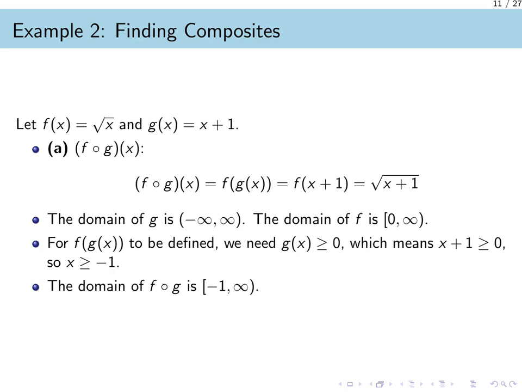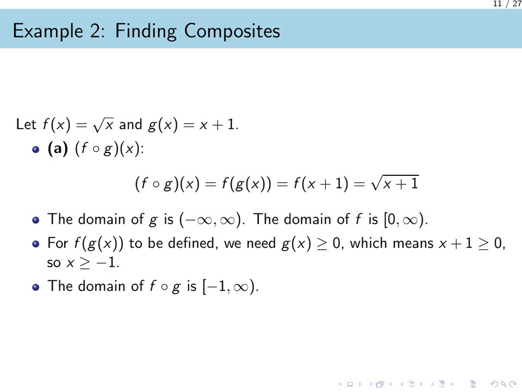Let us apply our rules for composition to a concrete example, focusing on how to correctly determine the domain. First, I will find the formula for f composed with g of x by substituting the inner function, g of x, into the outer function, f. Since g of x is x plus 1 and f of x is the square root of x, the composition f of g of x becomes the square root of the quantity x plus 1.